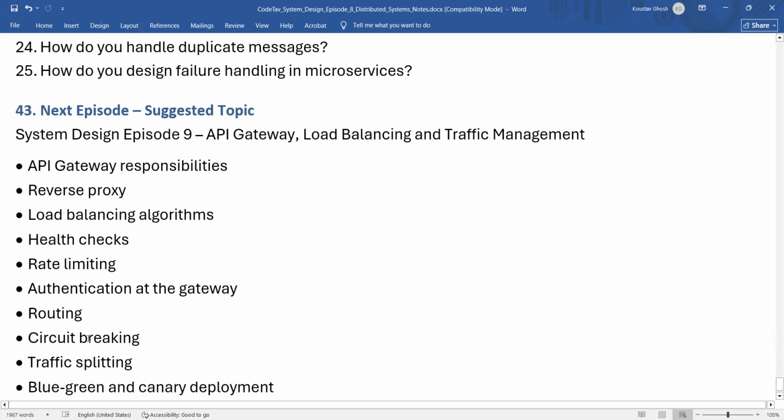So that brings us to the end of the system design episode 8, distributed systems fundamentals. So in this episode, we learned not just how distributed systems work, but also how to think about failures, consistency, communication, and reliability. So these concepts are the foundation for many advanced system design topics. So in the next episode, we will move towards API gateway, load balancing, and traffic management, where we will understand how incoming traffic is controlled and distributed across our services.